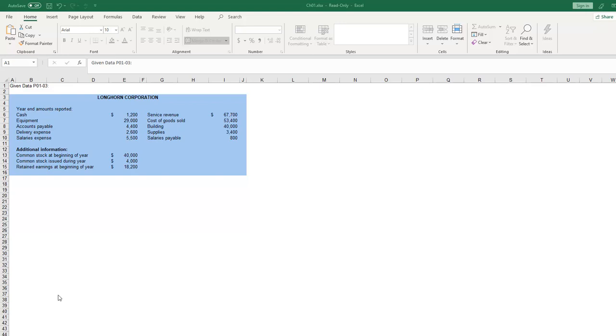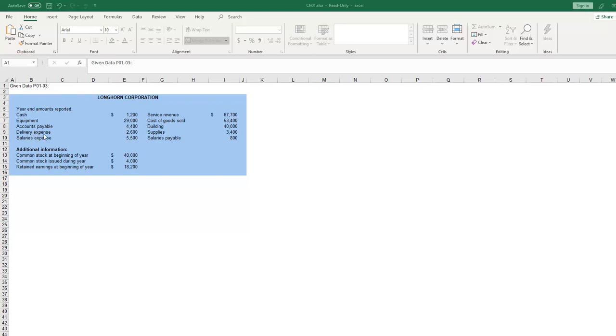First, let's walk through these accounts to determine what types of accounts they are, and that will help us determine which financial statements they go on. So cash. A quick place to look would be the chart of accounts if you need help, but cash is a resource of the company, so that's an asset. Equipment, also a resource, so an asset. Accounts payable, that's a hint there. A payable is going to be a liability. These types of accounts, assets and liabilities, are going to go on the balance sheet.